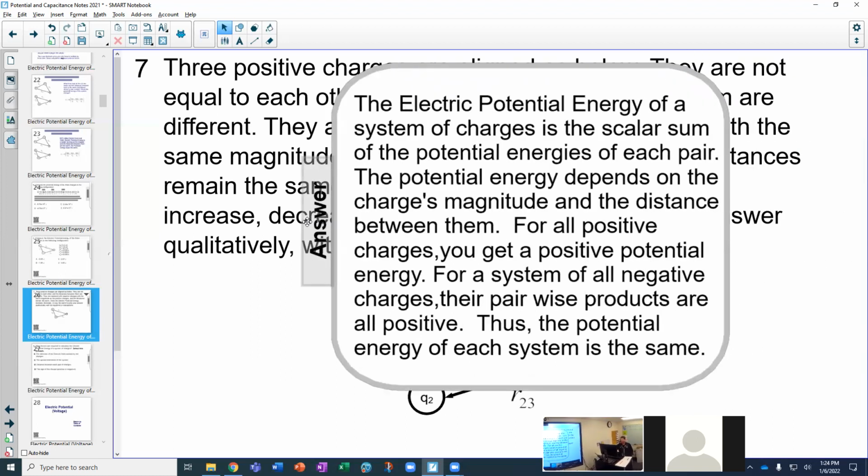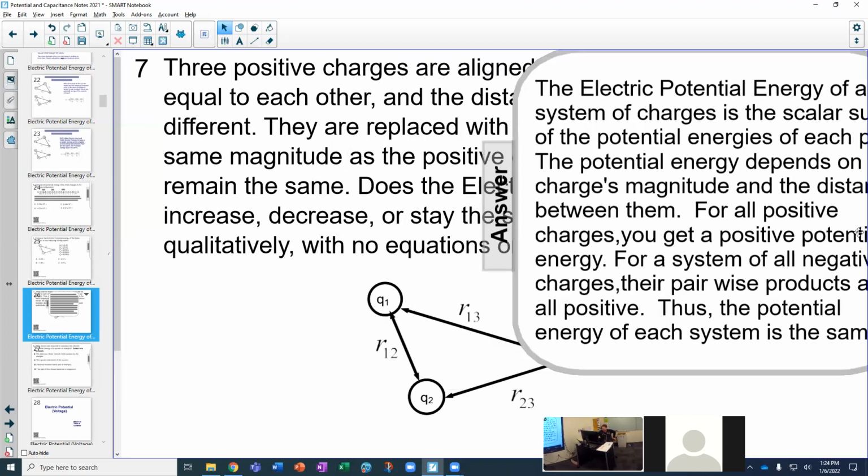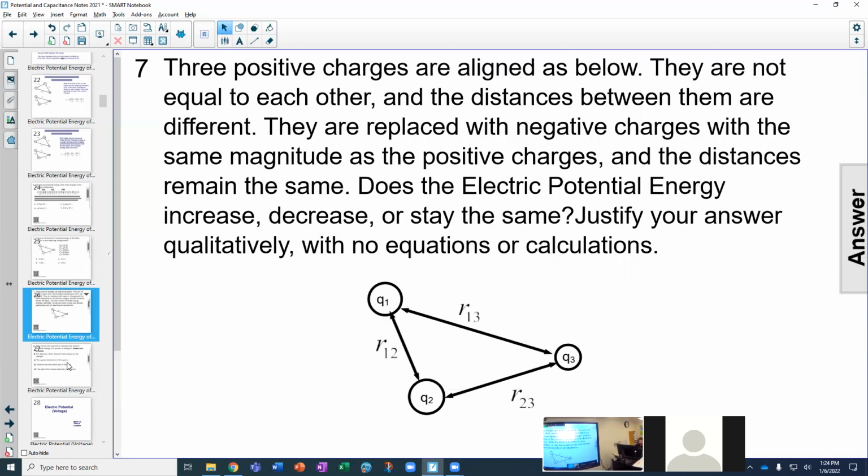So here's their phrasing of their answer. The electric potential energy of a system of charges is a scalar sum of the potential energies for each pair. The potential energy depends on the charge's magnitude and the distance between them. For all positive charges, you get a positive potential energy. For a system of negative charges, the pairwise products are also positive. So they kind of took Jason's approach there, mathematically thinking that through. Thus, the potential energy of each system is the same. All right. And last one.